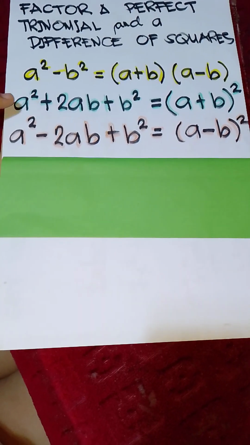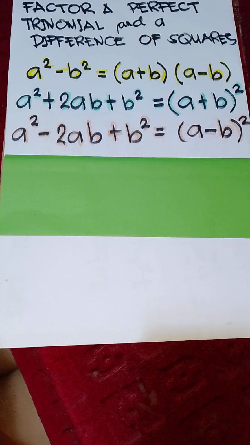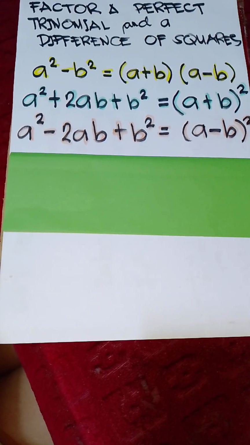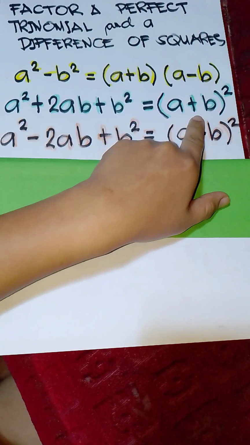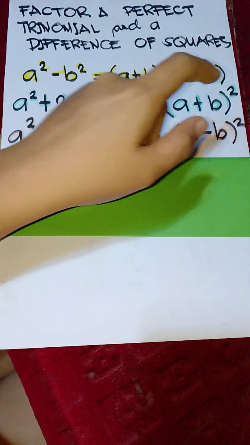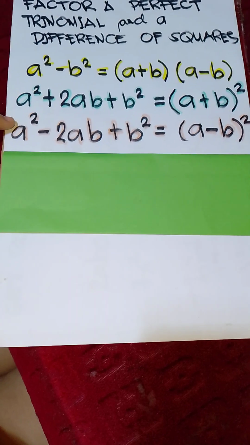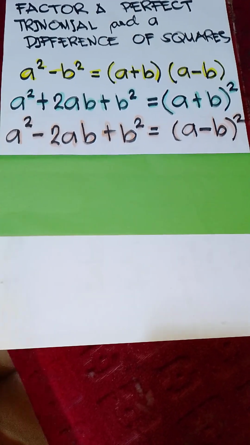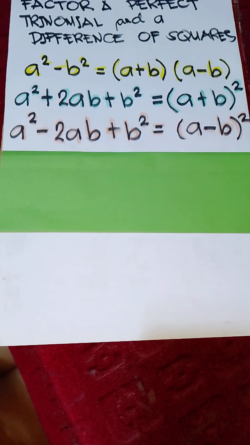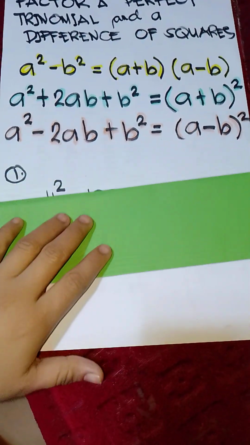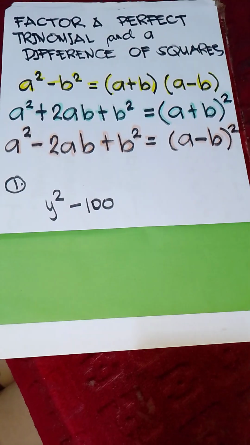However, we also have a perfect square trinomial in the form of a squared plus 2ab plus b squared is equal to the factor of a plus b squared. And also we have a squared minus 2ab plus b squared is equal to the factor of a minus b squared. So let's have example number 1.